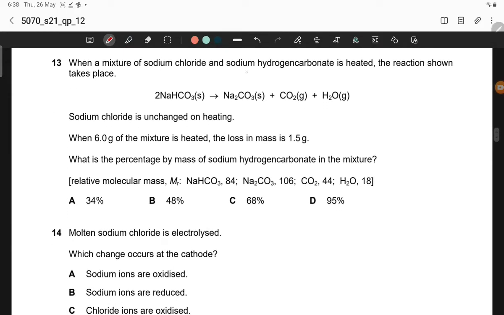When a mixture of sodium chloride and sodium hydrogen carbonate is heated, the reaction is shown. Sodium chloride is unchanged on heating. When 6 gram of the mixture is heated, the loss in mass is 1.5 gram. What is the percentage by mass of sodium hydrogen carbonate in the mixture?